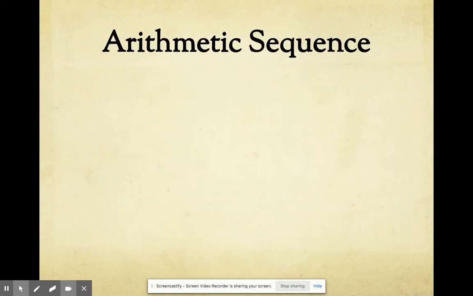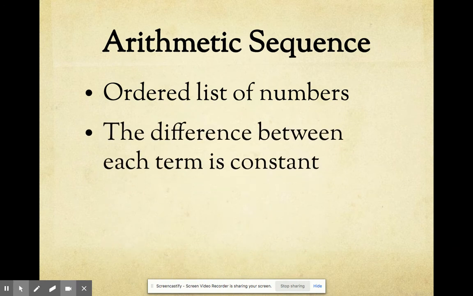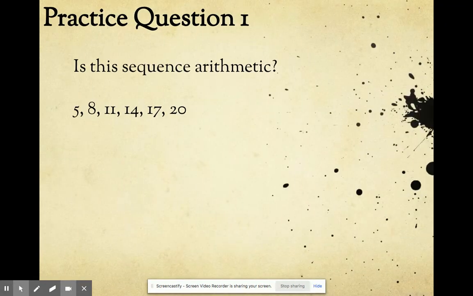So arithmetic sequence, here's what it is. For one, it's an ordered list of numbers. And the difference between each term is consistent, right? So we're changing at a constant rate. Let's look at this a little bit quicker.